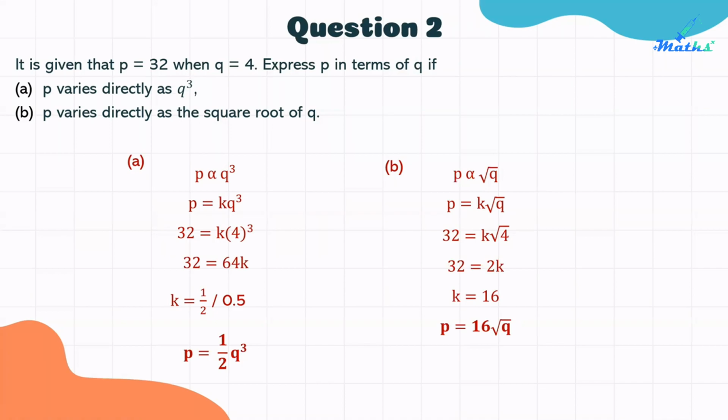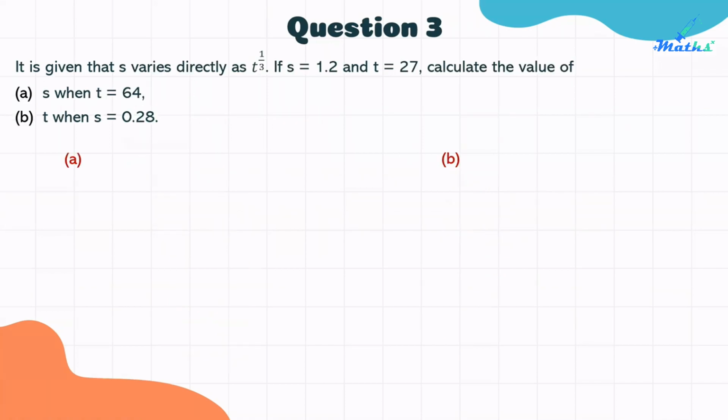Let's go to question 3. It is given that S varies directly as T power 1 over 3. If S equal to 1.2 and T equal to 27, calculate the value of S when T equal to 64. Okay, first we need to find out the value of k. So S varies directly as T power 1 over 3, so the equation form is S equal to k T power 1 over 3. Our S is 1.2 and our T is 27.